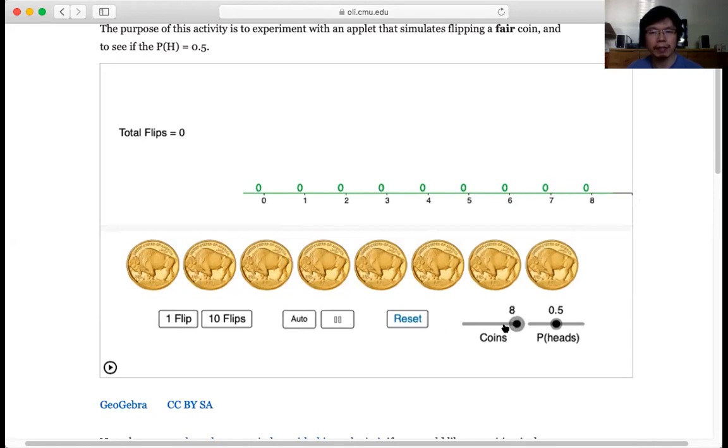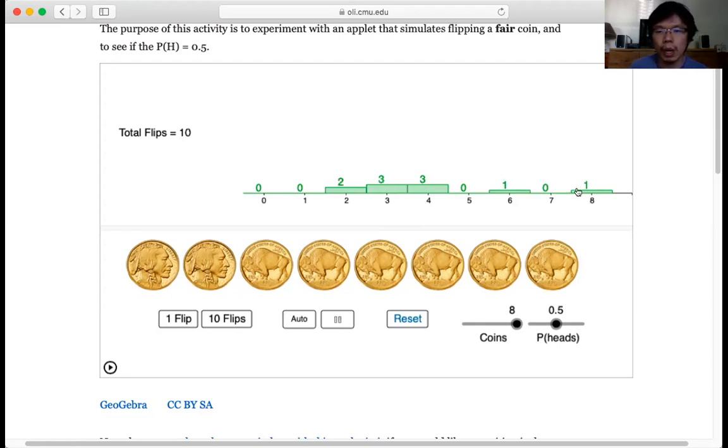Okay, so if you have the maximum amount of coins, 8, and probability of heads, this is a priori probability. If it's 0.5, it means a fair coin. So if you do one flip of eight coins, let's reset that. 10 flips. So if we do 10 flips and we're showing these 8 coins here, we can see a distribution of how many heads out of the 8 coins from the 10 flips, right?